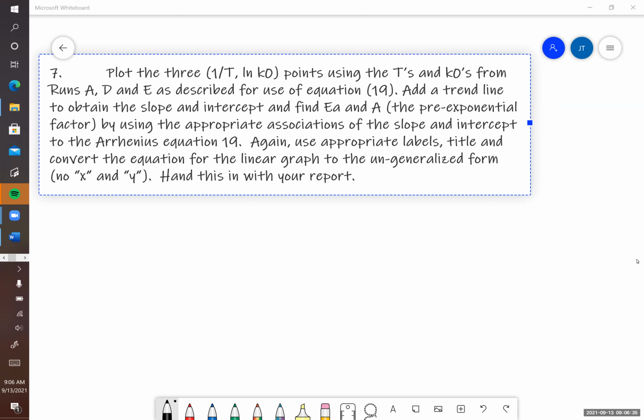Number 7 says, plot the 1 over T, ln k0 points using the T's and K's from runs A, D, and E. These are the 3 different temperature runs. So I want to do a little background and show you why that's important to make this plot. And it all stems from the Arrhenius equation, which shows the dependence of the rate constant K on temperature.